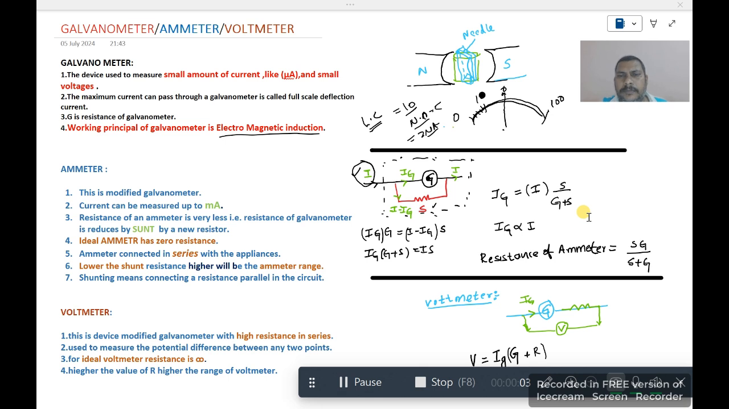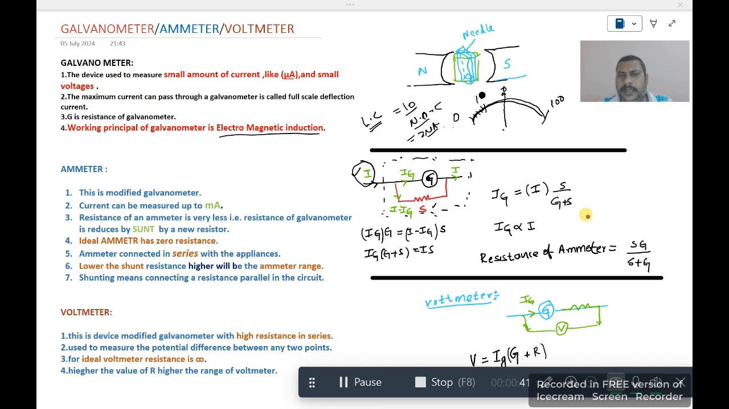Now, to find the current and resistance, we again follow Ohm's law. According to Ohm's law, V is equal to IR, which you know. If you see here, the galvanometer and shunt resistance are in parallel. Therefore, the current in the shunt branch is I minus Ig, times S. Here I is the required value of the ammeter, how much current the ammeter has to measure.